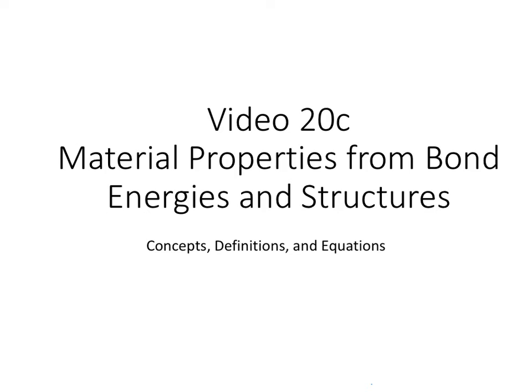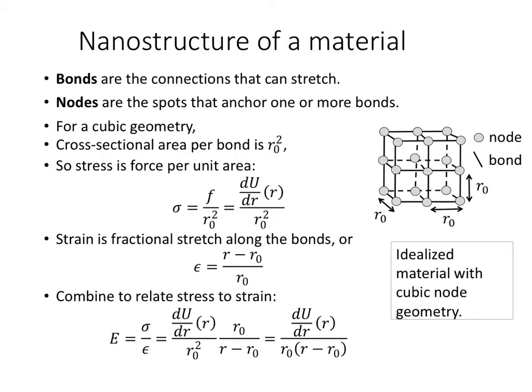In video 20C, we talk about the material properties from bonds, energies, and structures. So first, let's consider the nanostructure of a material. We consider the material being made up of bonds that can stretch, and we see here these black lines that have length R naught. That is that equilibrium bond length.